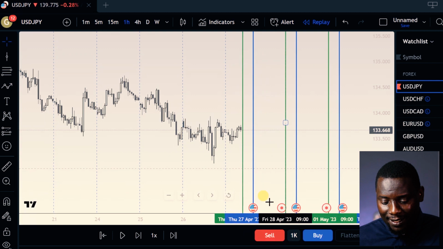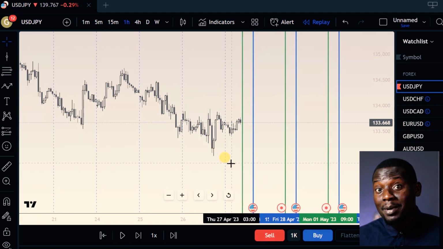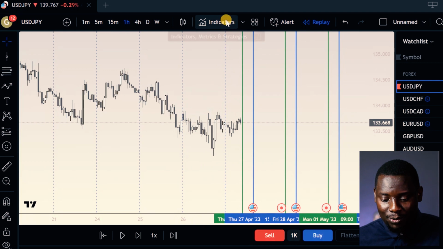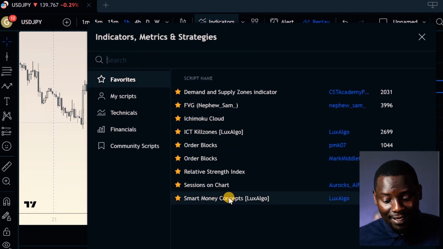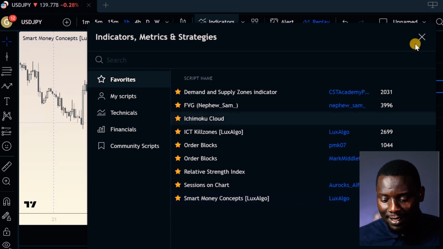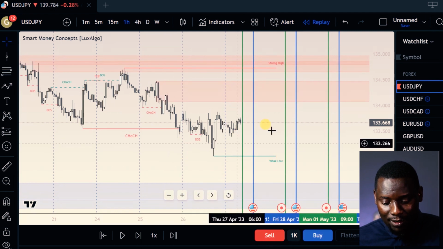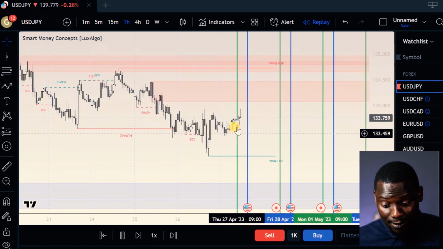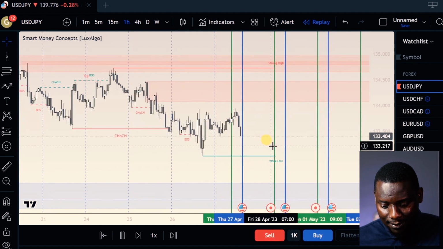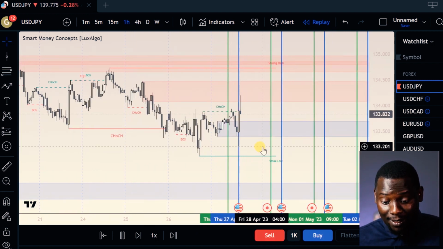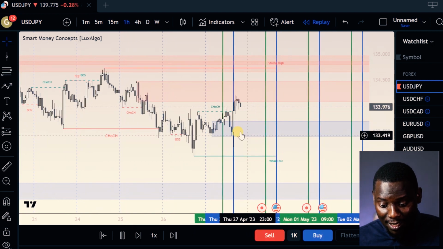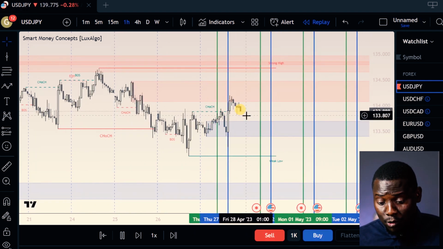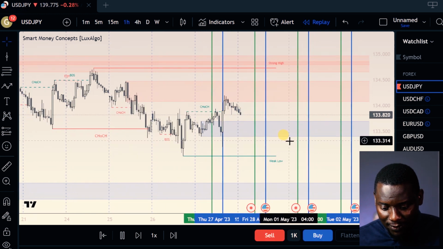Before we even play price, we need to add on an indicator. There's an indicator I like using, which is the Smart Money Concepts indicator by Lux Algo. So let's put that on and play the price and see how it goes. So let's see, we're in the London session. Okay, here we can see that we are now into the New York session. Let's see how that goes.